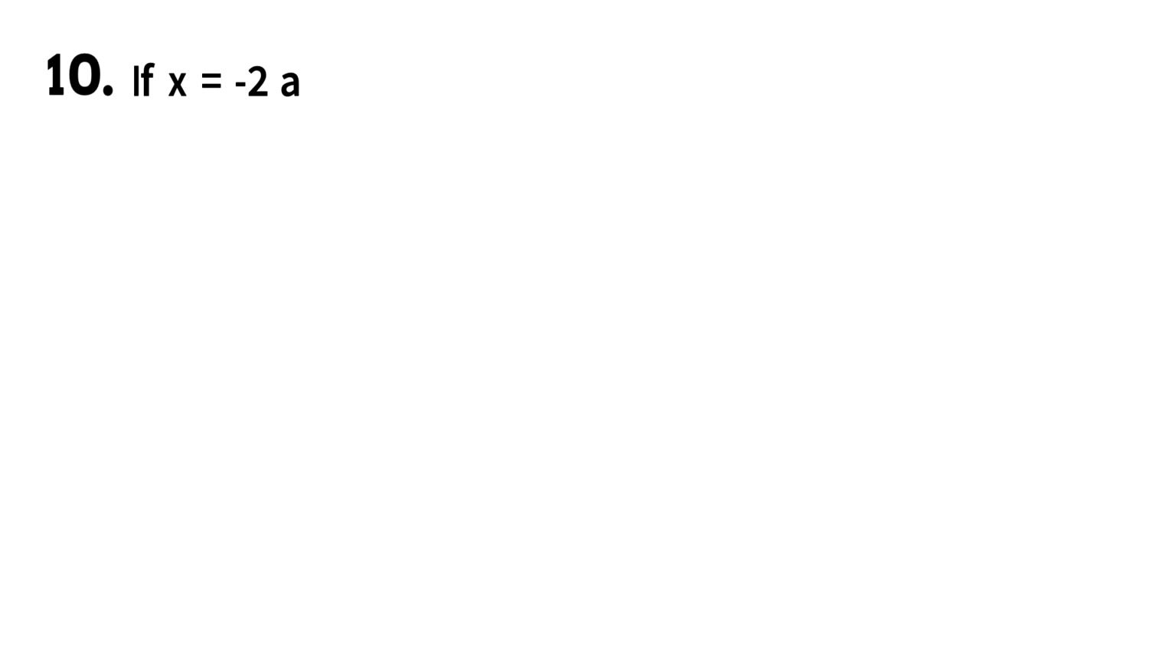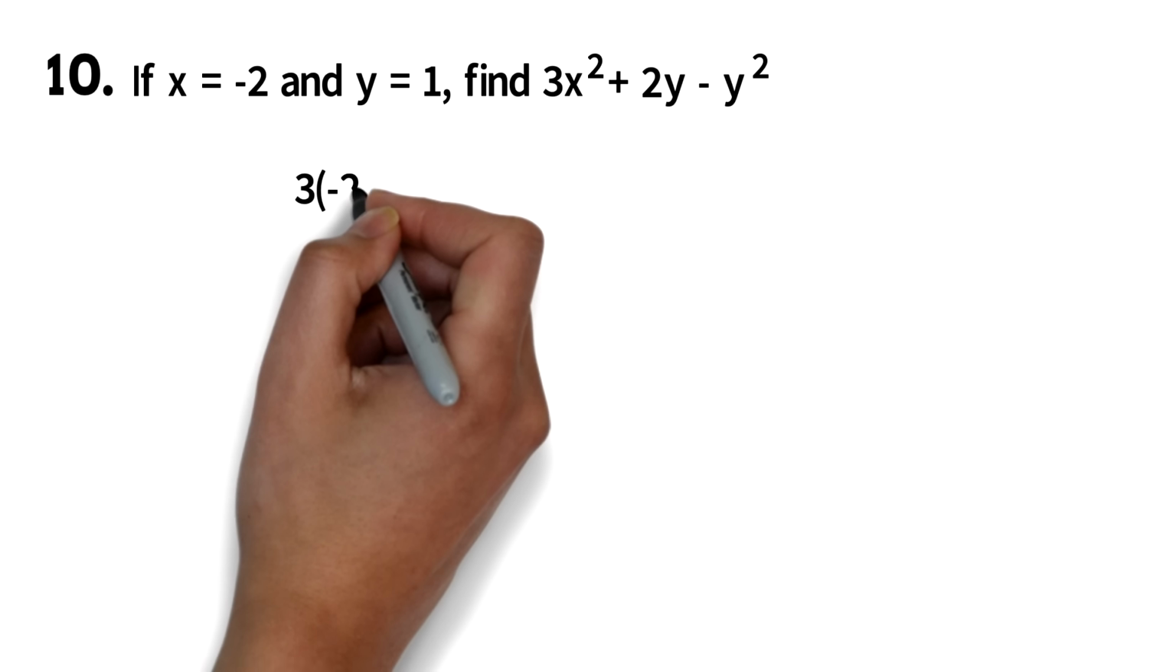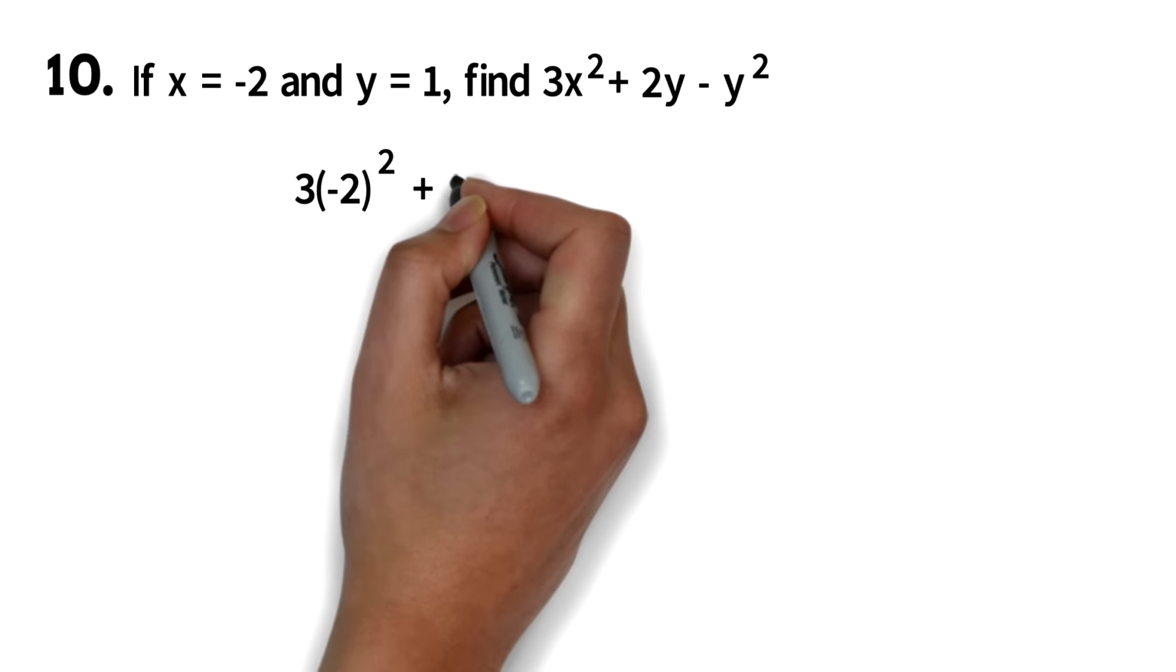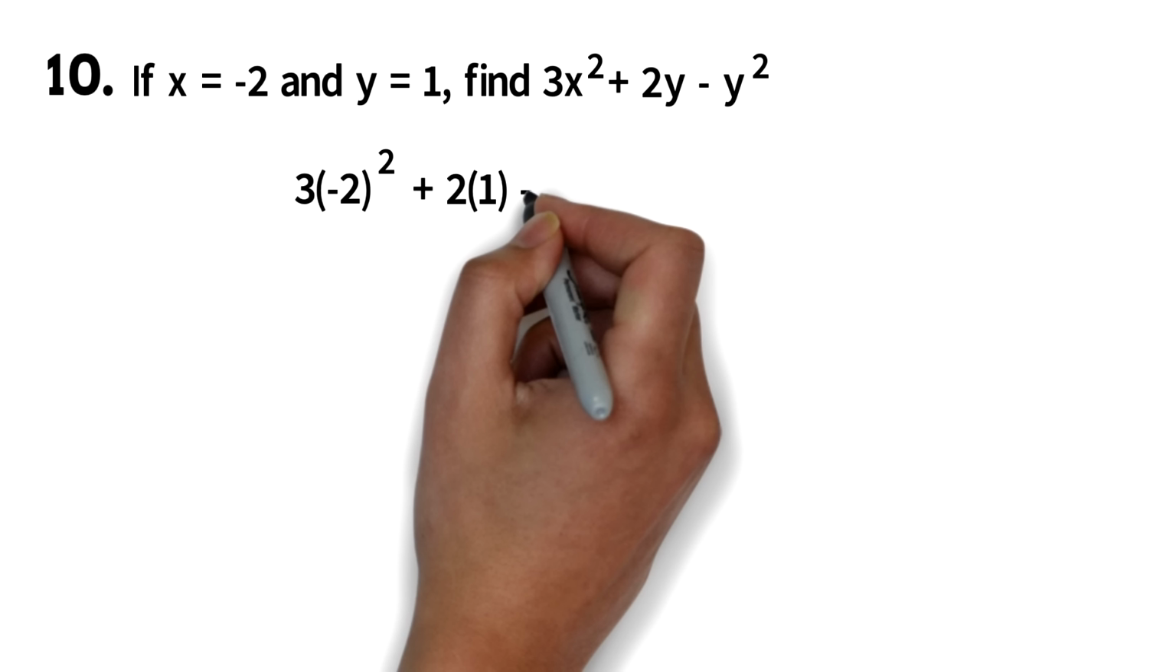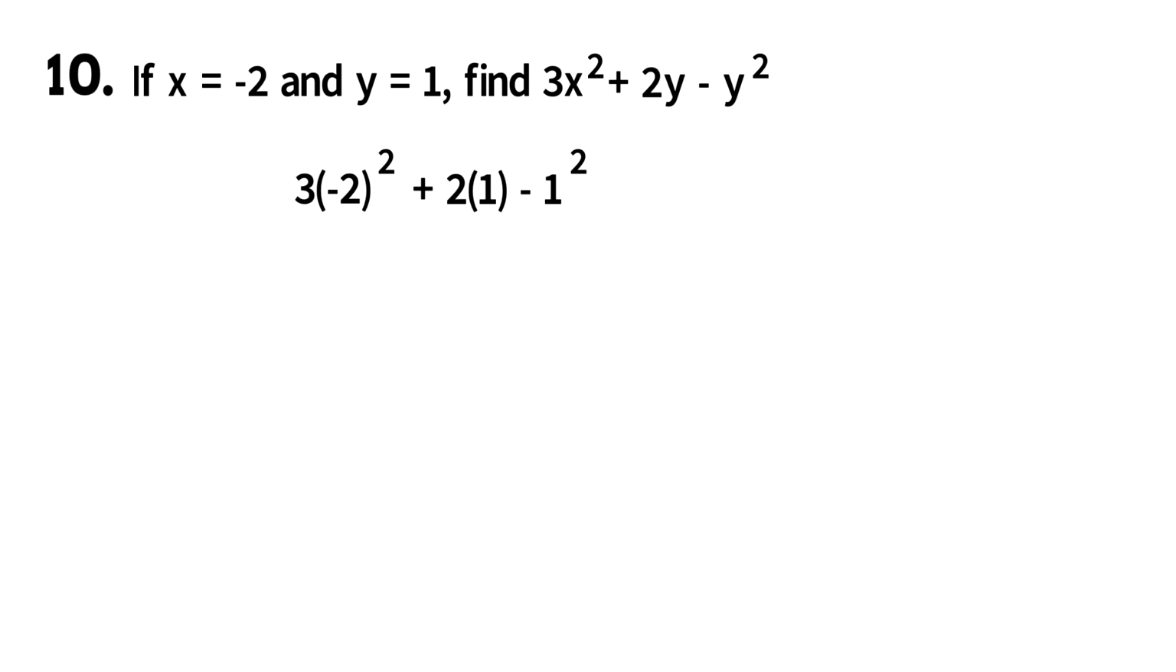If x equals -2 and y equals 1, find 3x squared plus 2y minus y squared. Here, you are just supposed to put the x and y values given into the expression. The trick here is testing your ability to find the exponent of negative numbers correctly. So we have 3 times (-2) squared plus 2 times 1 minus 1 squared.